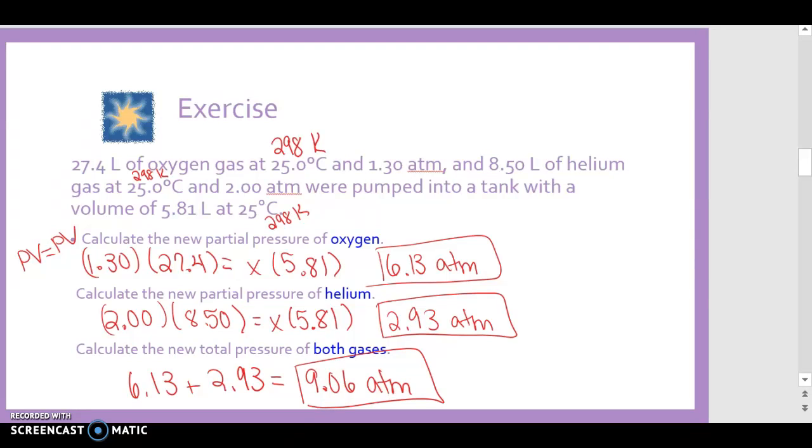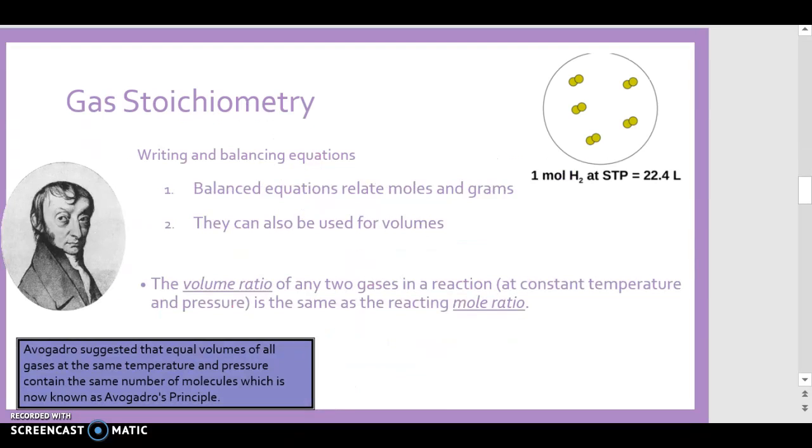Okay, so now we're going to move on to gas stoichiometry. So with gas stoichiometry, it says writing and balancing equations. Balanced equations relate moles and grams, right? We've learned that we can use those mole ratios, like the numbers up front, to tell you how many moles you have of it in terms of the coefficients in your balanced equation. But they can also be used for volumes, meaning we can get a volume ratio of the gases.